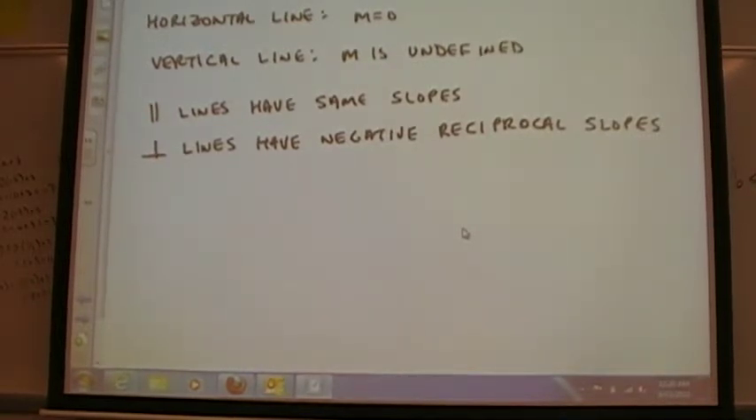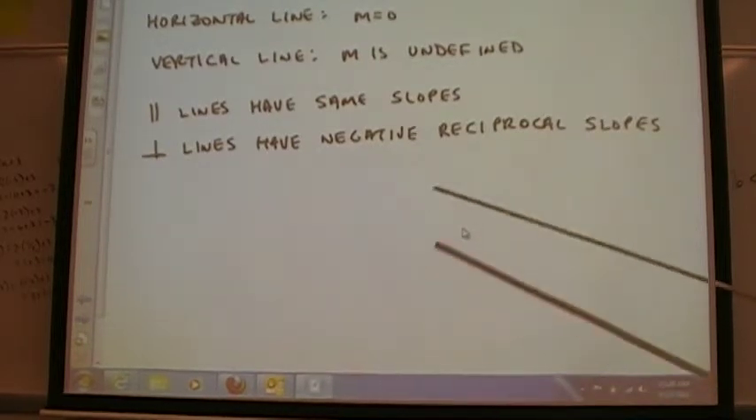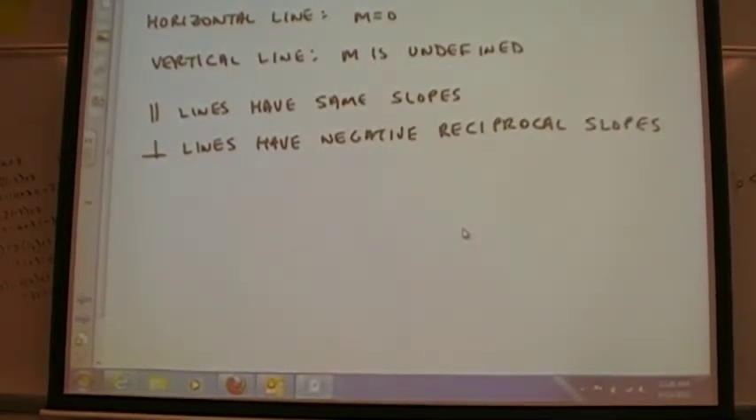So what part of that formula would give me a result of 0 to get an undefined slope? X. Yes, x2 minus x1, because you can't have 0 in the denominator. You cannot divide a number by 0. Okay? Then it comes out to be undefined. So that's why the slope of a vertical line is undefined.